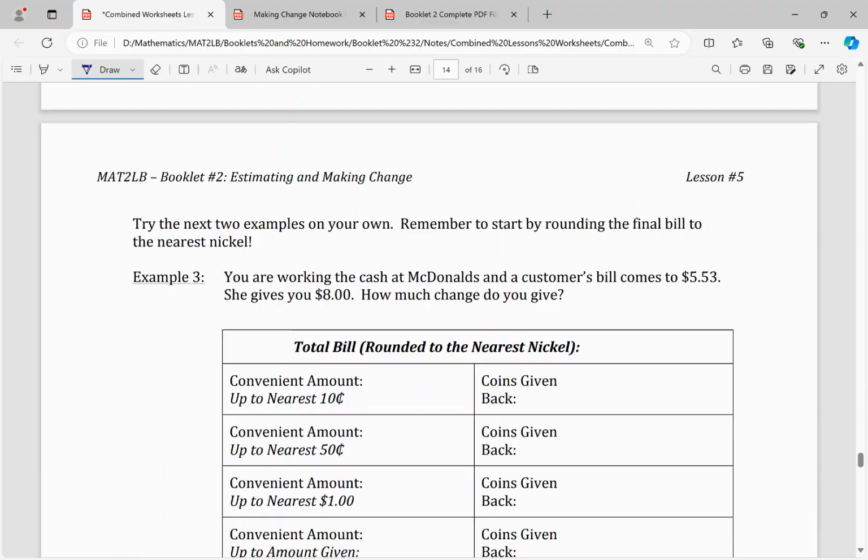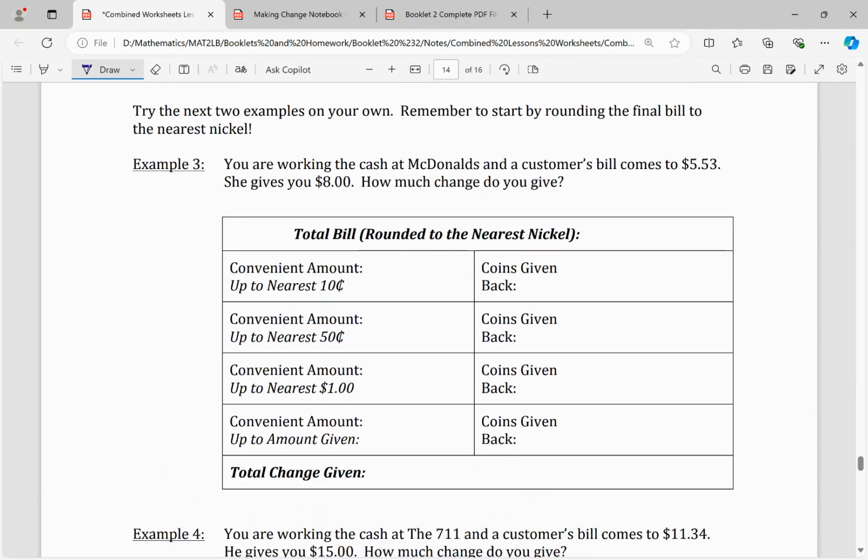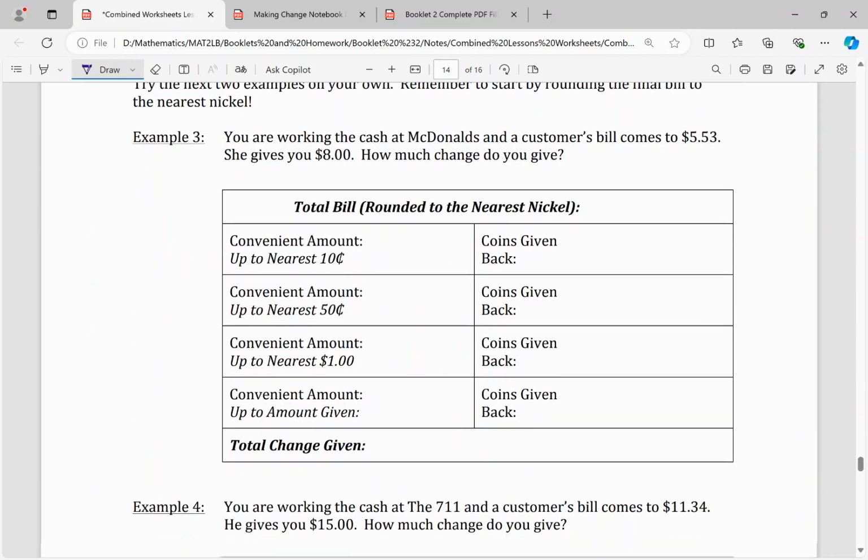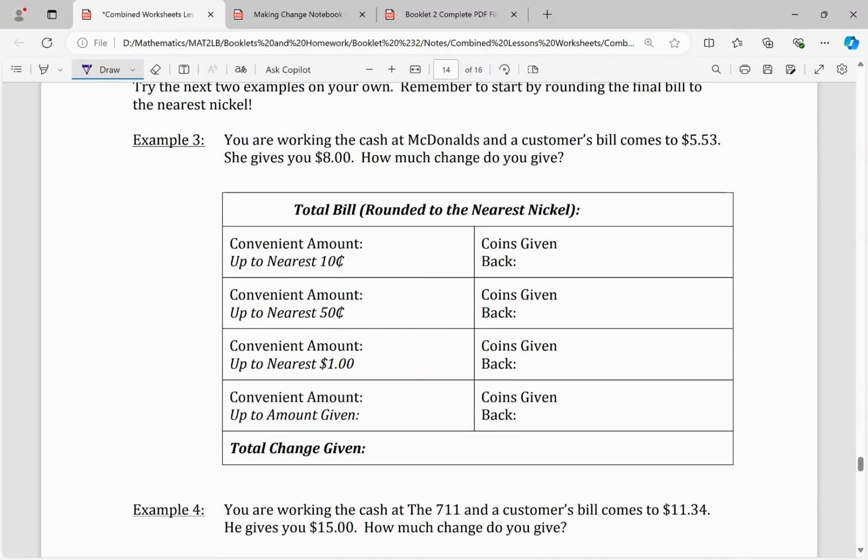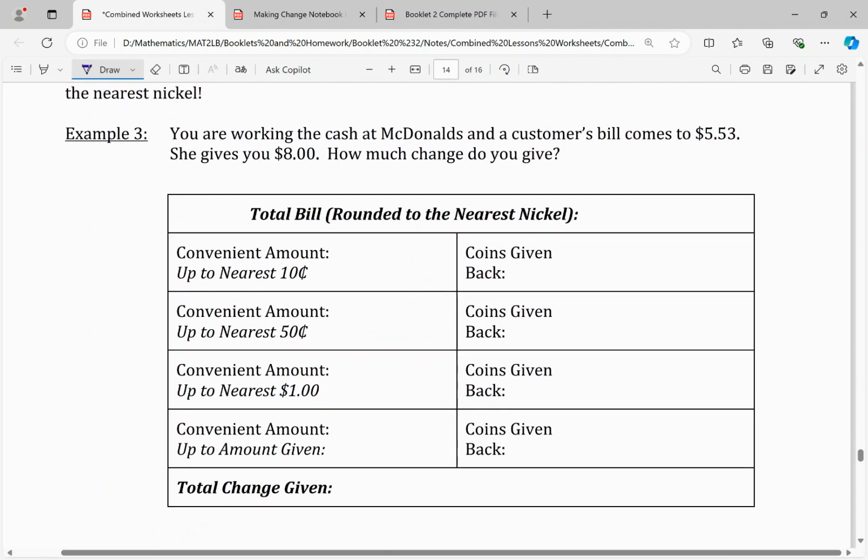At this point, I would recommend that you give the next 2 examples a try on your own, pause the video, and then play the video afterwards in order to check your work. I'm going to go over these questions a little bit faster with the expectation that you've already tried them. You're working cash at McDonald's and the customer's bill comes to $5.53. She gives you $8. How much change do you give?